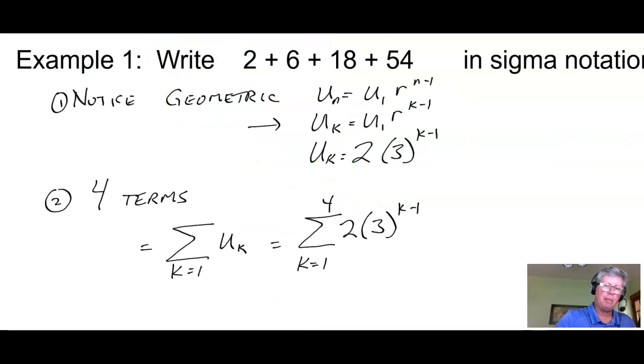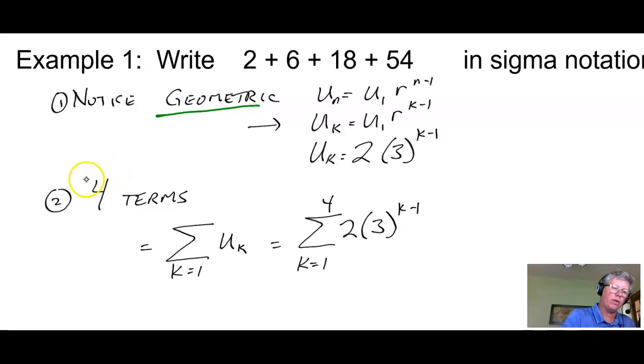Let's do another example. 2/6/18/54. I'll stop there. You might recognize this as geometric. So I start with the geometric general term. I plug in the first term. I plug in the constant ratio. Notice I've moved from n to k. Yep, that's just a formality.